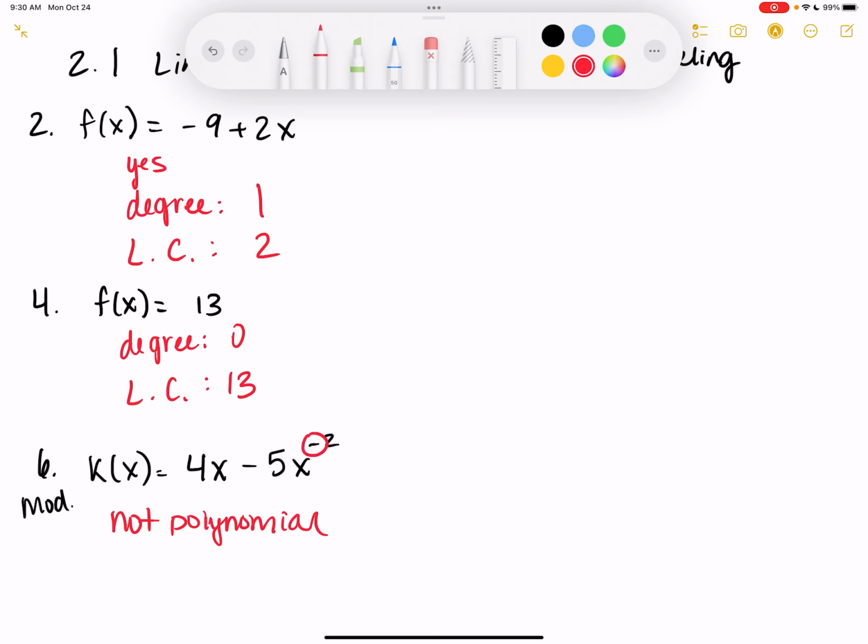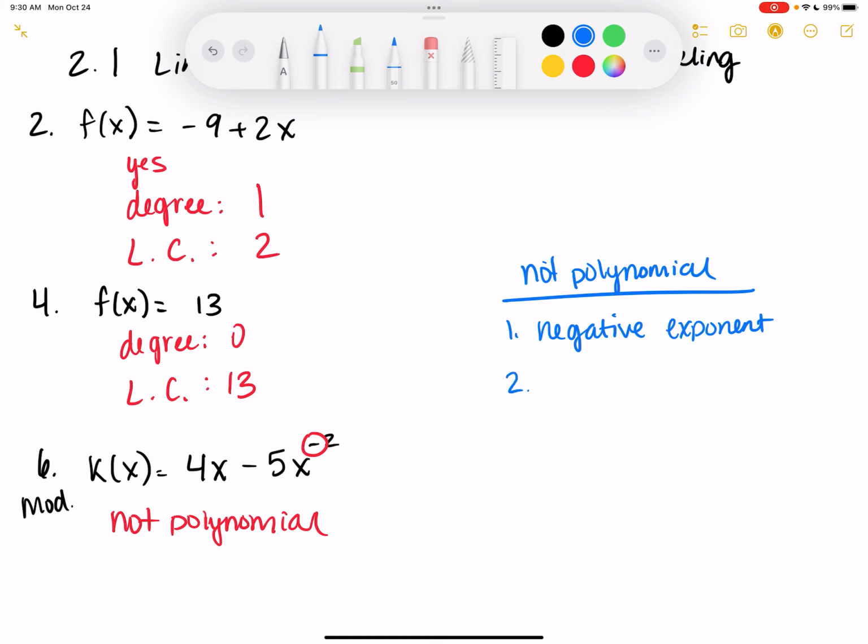So for something to be not polynomial, it either has a negative exponent or it has a radical or fraction exponent. If the exponent looks funky, it's not. Otherwise, it is a polynomial.